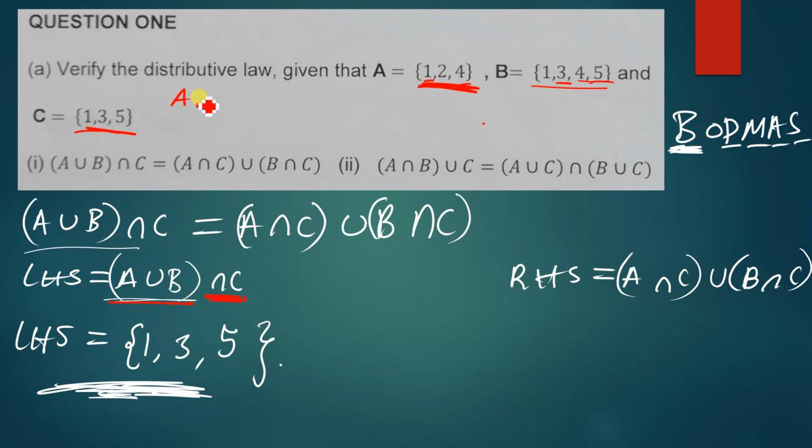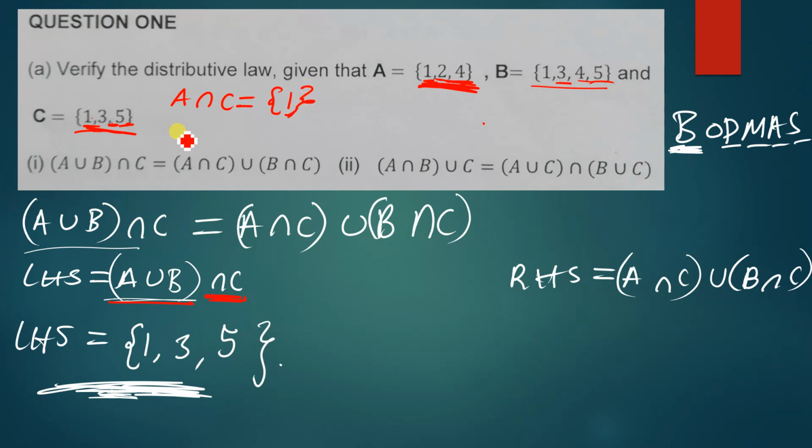So our A intersection C is therefore going to be equal to, we have 1 there, we also have 1. So I'll write 1. We have 2. Do we have 2 there? No. We have 4. Do we have 4 there? No. We have 5. Do we have 5 there? No. So A intersection C is simply just 1.